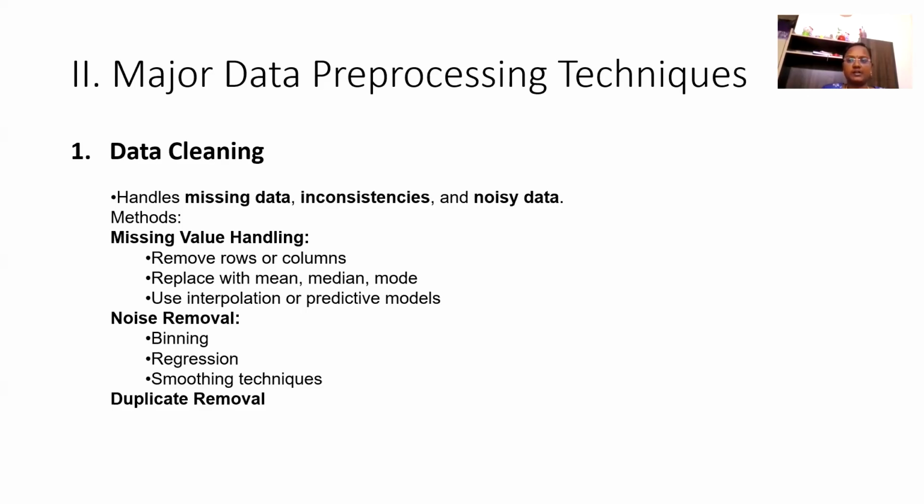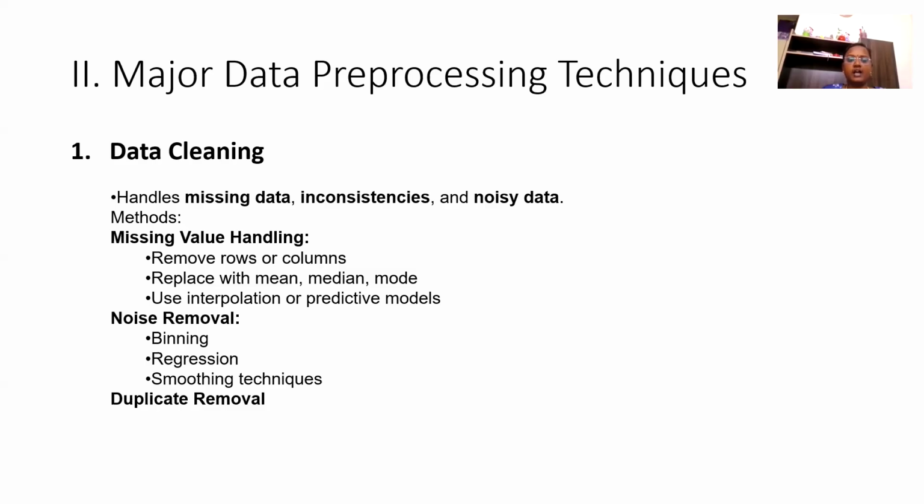If values are missing in a particular row or column, we can remove that. The second method is we can replace the missing value with the mean, median, or mode of the other data. And we can use interpolation or a predictive model.